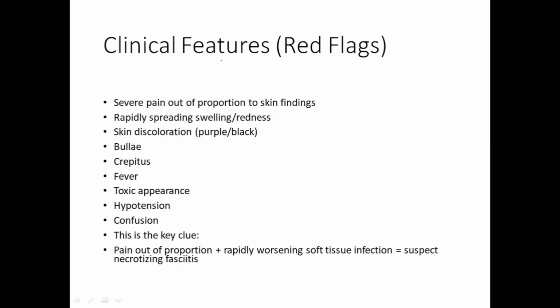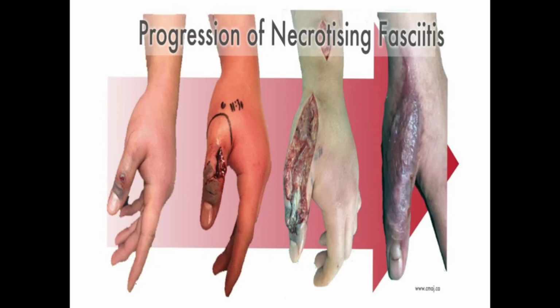So, what are the clinical features? Severe pain out of proportion to skin findings, rapidly spreading swelling/redness, skin discoloration that's purple or black, bulla, which are large blisters, crepitus, fever, toxic appearance, hypotension, confusion. So, pain out of proportion and a rapidly worsening soft tissue infection should raise suspicion of necrotizing fasciitis.